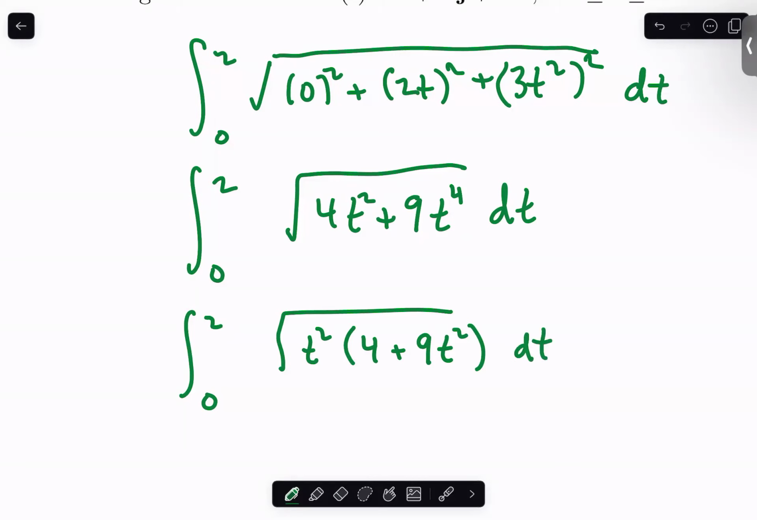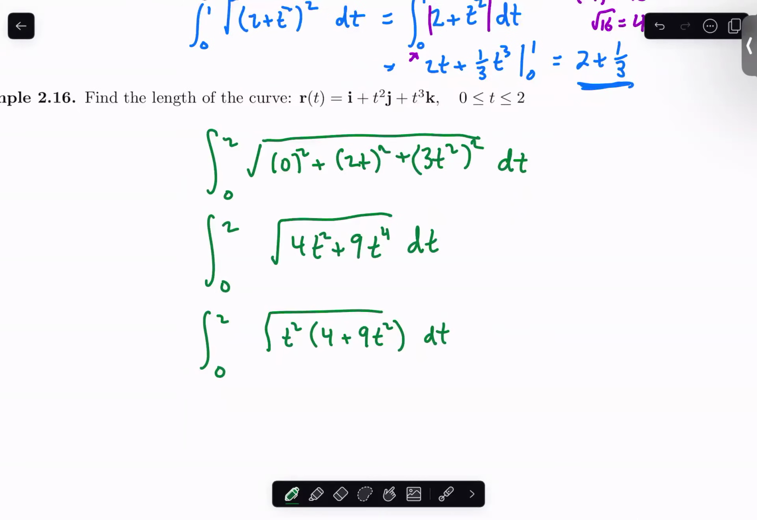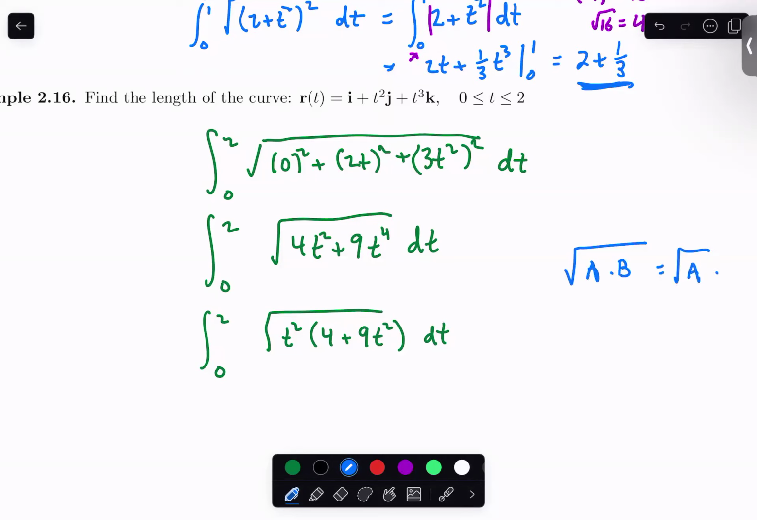And square roots, they behave very nicely over multiplication. So it is a true theorem that if you have the square root of a times b, this is equal to the square root of a times the square root of b. Again, so long as these things are all positive.